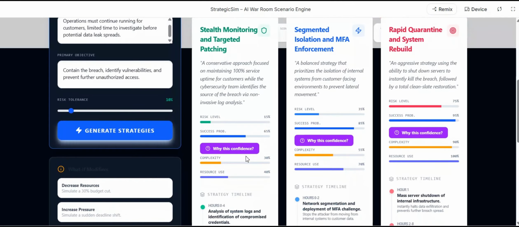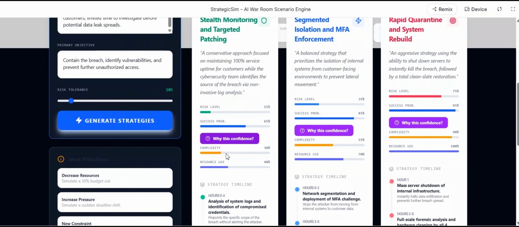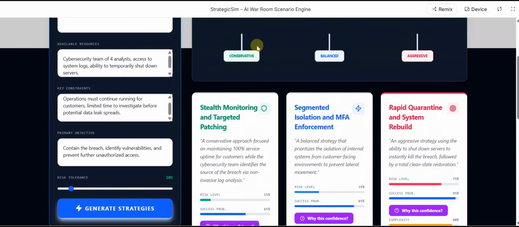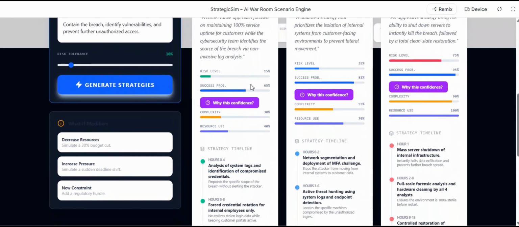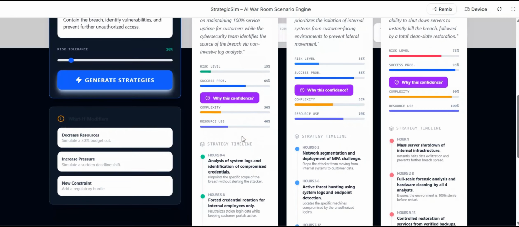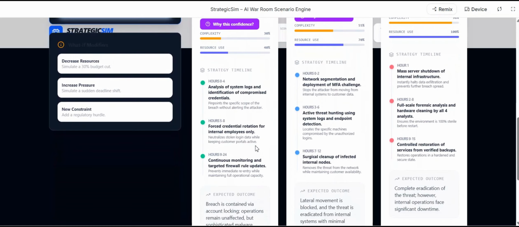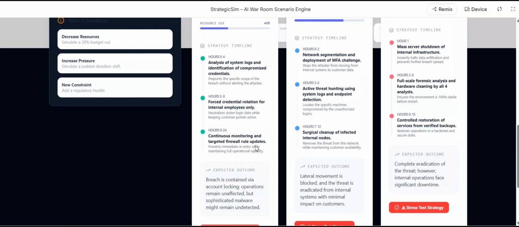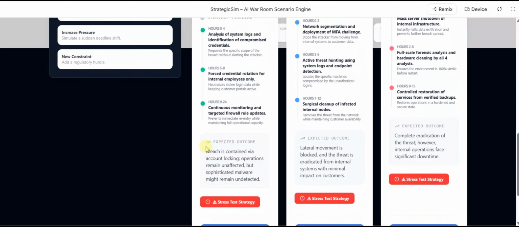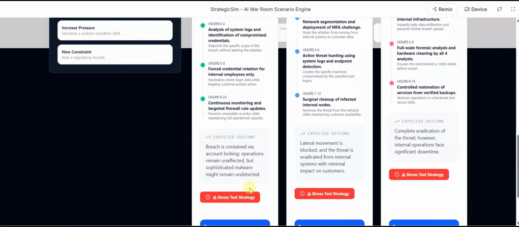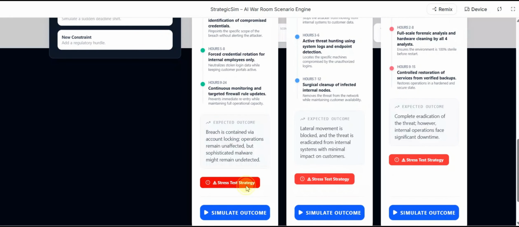What makes this powerful is that it doesn't just generate ideas, it organizes them. As you can see, let's just take the example of the conservative approach. Each strategy has been broken down into actionable steps aligned with objectives and constraints. This transforms the system into a true decision support engine, not just a brainstorming tool. There's a strategy timeline that has been given, an expected output, and now let's look at the stress test strategy.